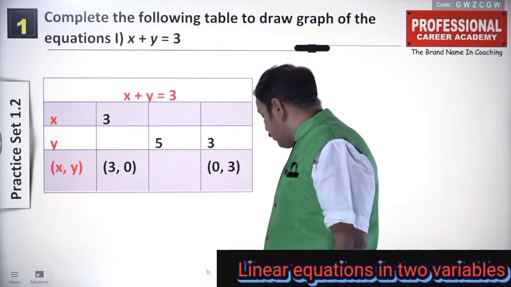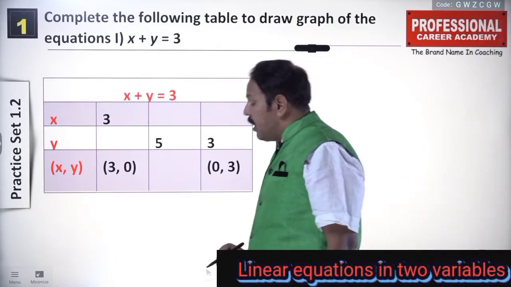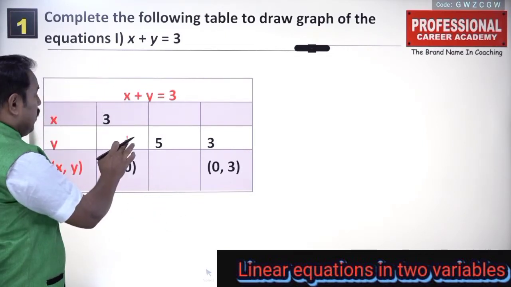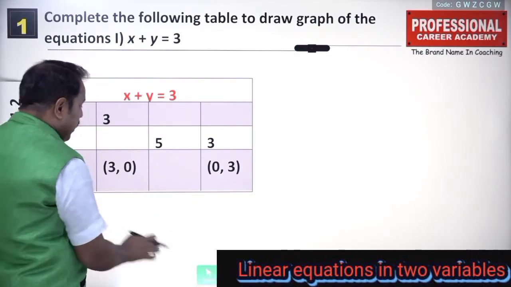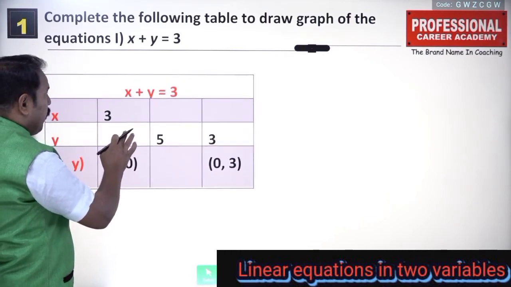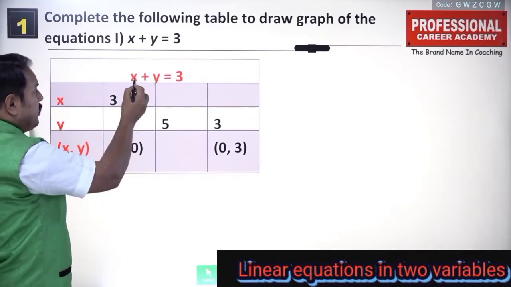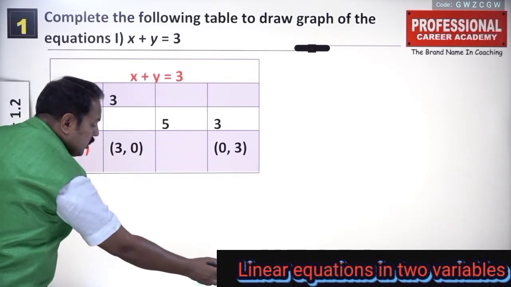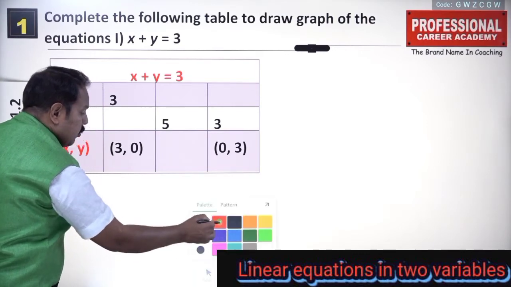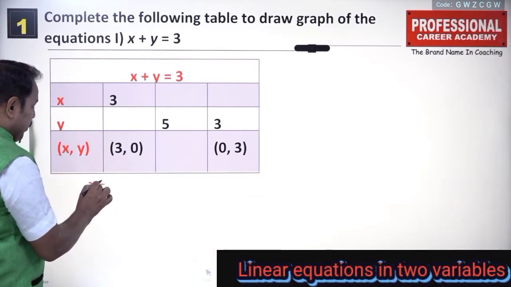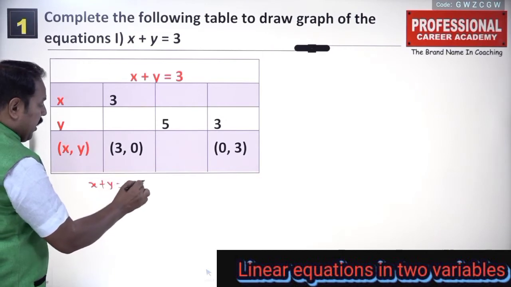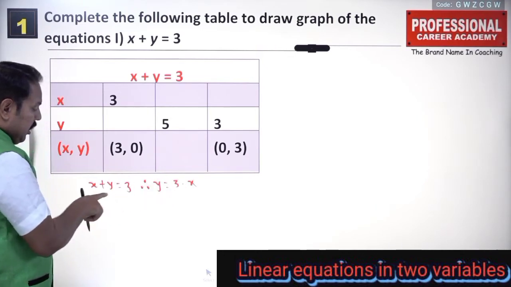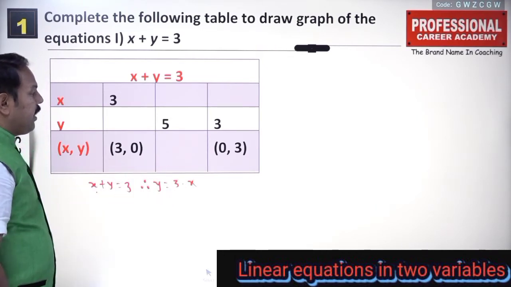So this is the equation, x plus y is equal to 3. See here, how to find the coordinates? Let us see. This is the equation x plus y is equal to 3. It means that y is 3 minus x, just taking that x to the right hand side.